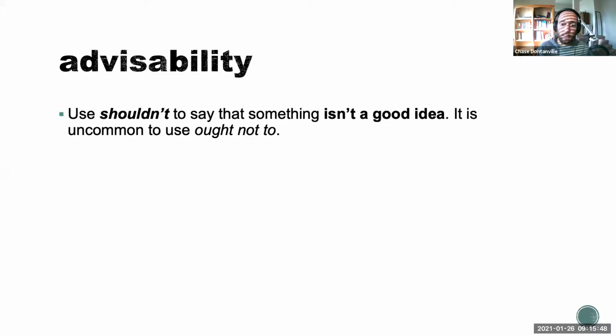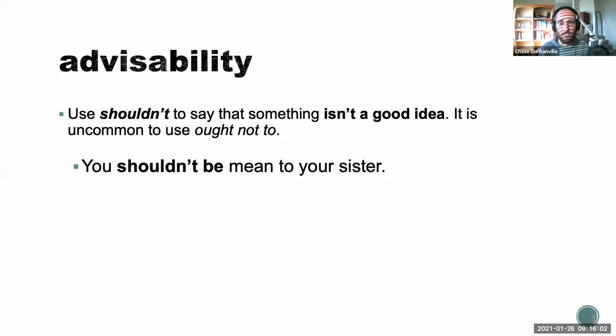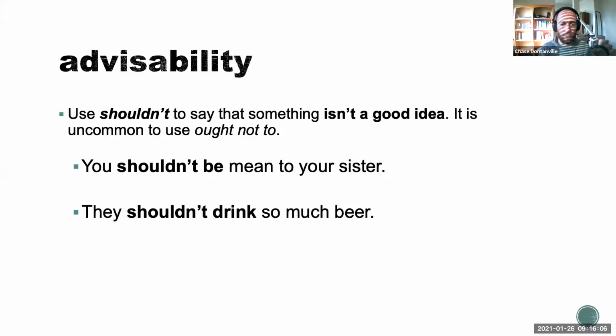Use shouldn't to say that something isn't a good idea or it's a bad idea. Now, you can say ought not to, but this is very, very uncommon. So it's better to use shouldn't for the negative. You shouldn't be mean to your sister. You should be nice. They shouldn't drink so much beer. It's not healthy. So in both of these, we are giving advice about something that is not a good idea.